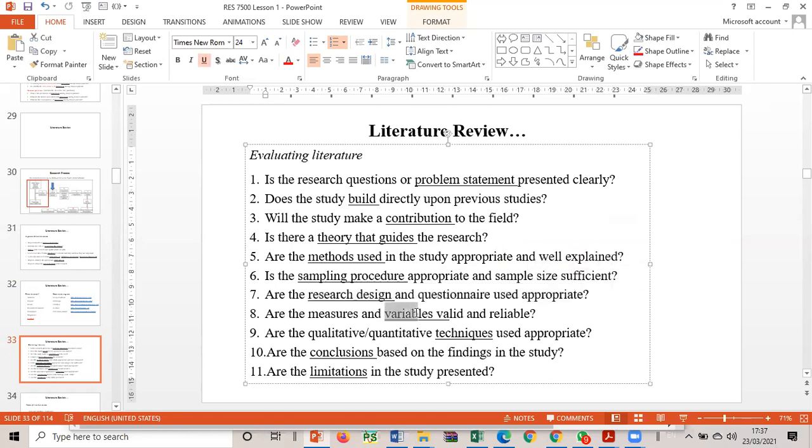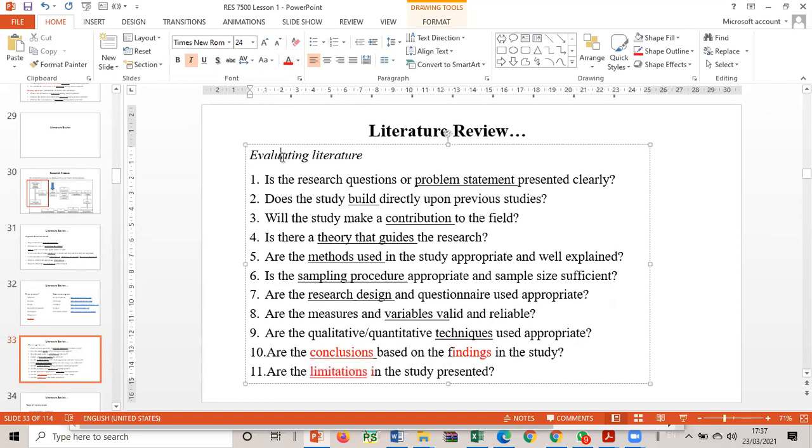Variables, what variables? Are they valid? Are they reliable? Quantitative, what technique was used? Is it appropriate? Conclusion is very important. The conclusions, are they based on the findings? We read some studies, finding something else, conclusion something else. And finally, limitations. All studies have limitations. They didn't state the limitation, then study is useless.